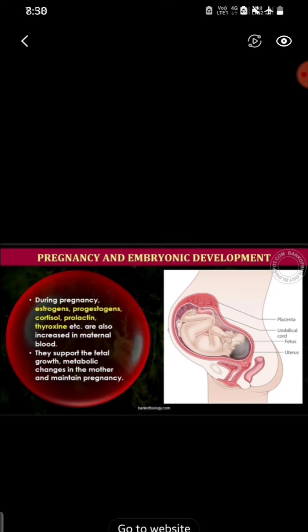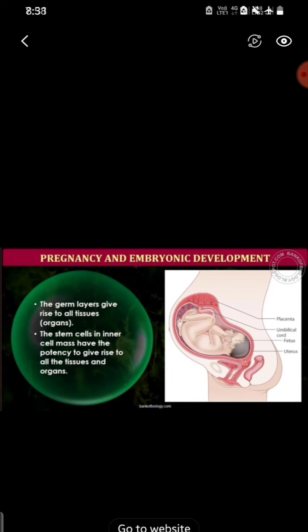Okay, next, during pregnancy, estrogen, progesterone, cortisol, prolactin, thyroxine, etc. are also increased in the maternal blood. They support the fetal growth, metabolic changes in the mother, and maintain the pregnancy. For maintenance of pregnancy, there are many hormonal changes, and hormone levels will be very high in the mother's body. So the germ layers give rise to all the tissues and organs.